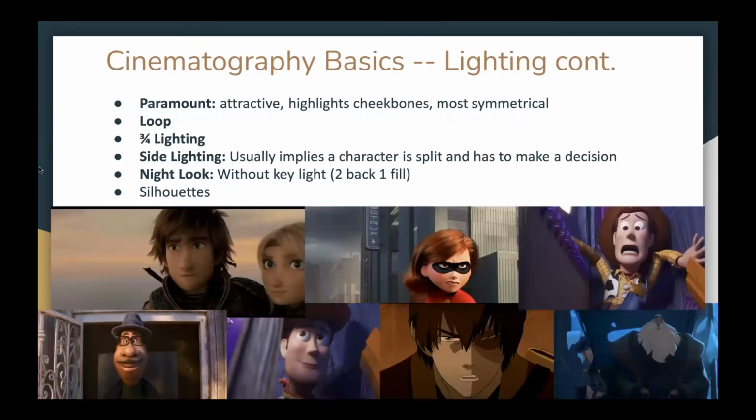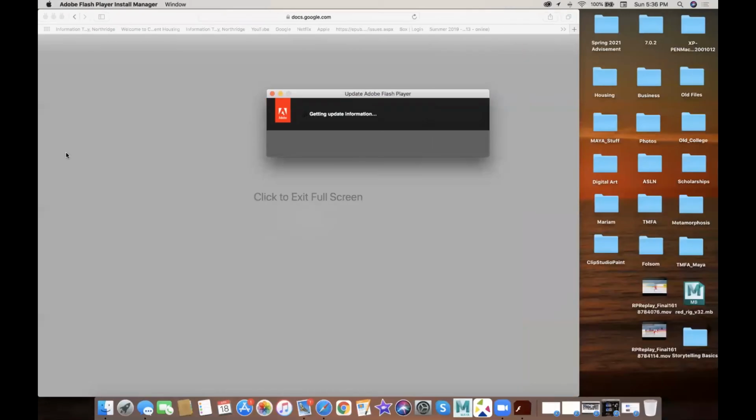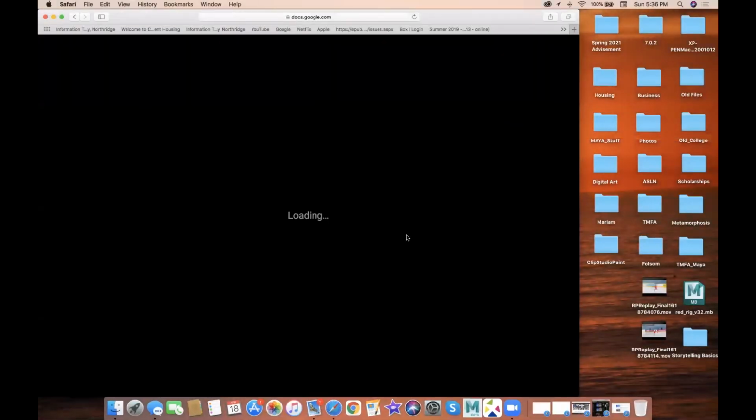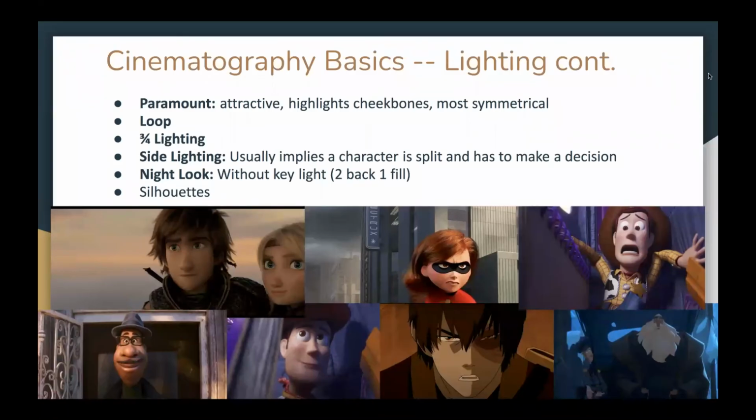So I've got some examples from animation, as you can see. The most famous and the most common lighting is the Paramount lighting. It's also called the butterfly light, in which the key light is basically right next to the camera, and it creates this little butterfly shadow right under the nose, as you can see here with How to Train Your Dragon. There's this nice little butterfly shadow right under the nose, and it highlights the cheekbones.